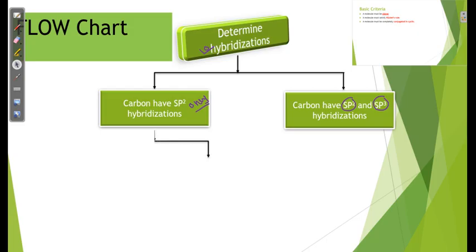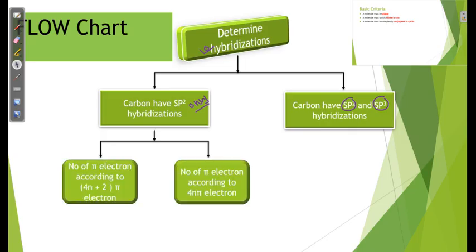In case of only sp2 hybridizations, there are two possibilities. Possibility number one, the number of pi electrons. After finding the hybridizations, we have to count the pi electrons. Pi electrons means lone pairs and negative charge, which we have included in our hybridization chart also. Here, if the number of electrons is 4n plus 2 pi electrons, this is the Huckel rule, and we can say this compound is aromatic and we are very happy.